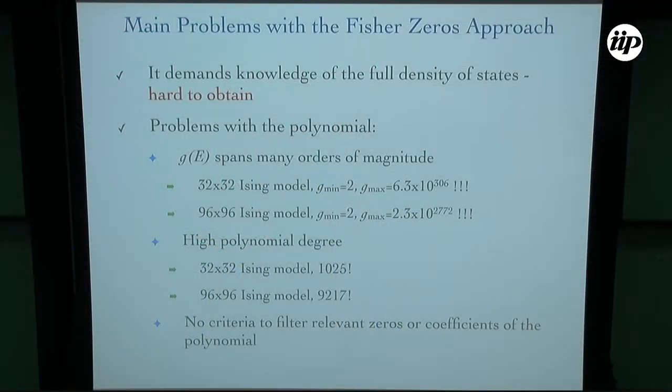Because of the great order of magnitudes that you have here, and in addition to that, you have about 10,000 roots for this polynomial. You have a polynomial of degree about 10,000 and coefficients that span thousands of orders of magnitude. So it's a very hard numerical problem to solve. And you have no clear criteria to select, among all these coefficients, those that are most important for a phase transition.